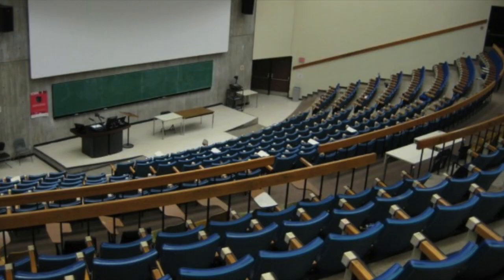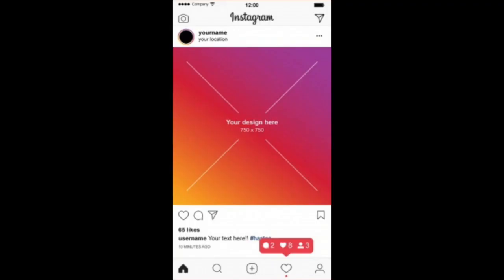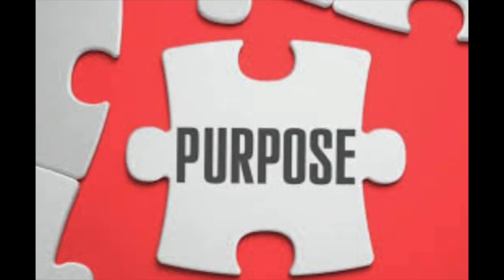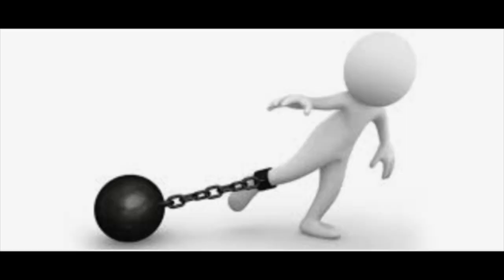Every form of writing, whether it be in a writing class or on social media, has a rhetorical situation. Every situation is different, of course, but the elements of exigence, audience, constraints, ethos, logos, and pathos stay the same. The first element is exigence, which is an issue, problem, or situation that causes or prompts someone to write or speak, or the purpose. The next element is the audience, which is the specific people that the writer addresses. The third element is constraints, which are basically obstacles that prevent the writer from fully fulfilling the rhetorical situation.